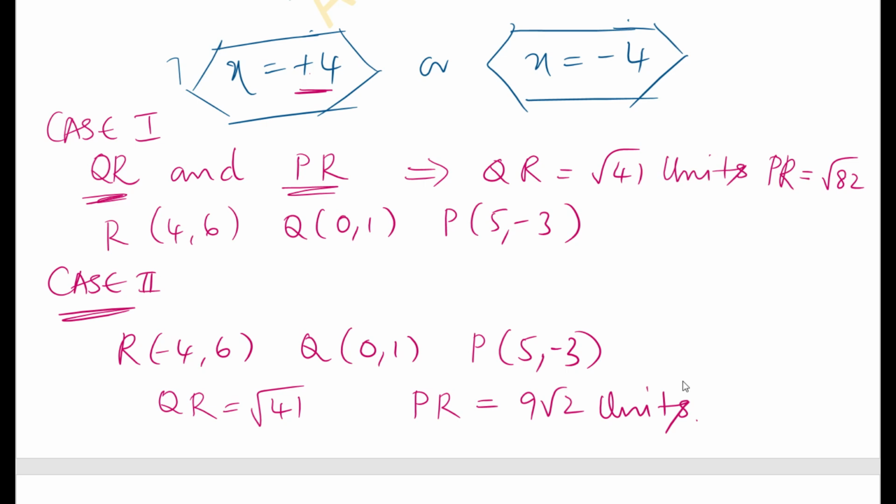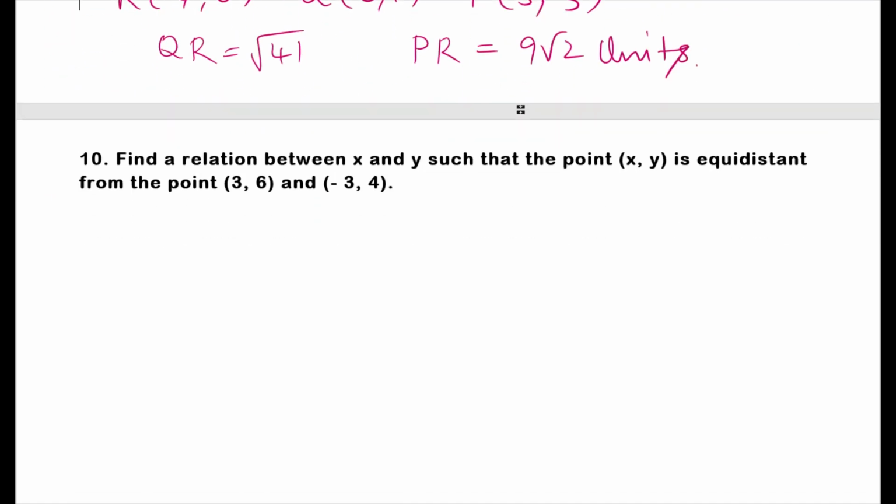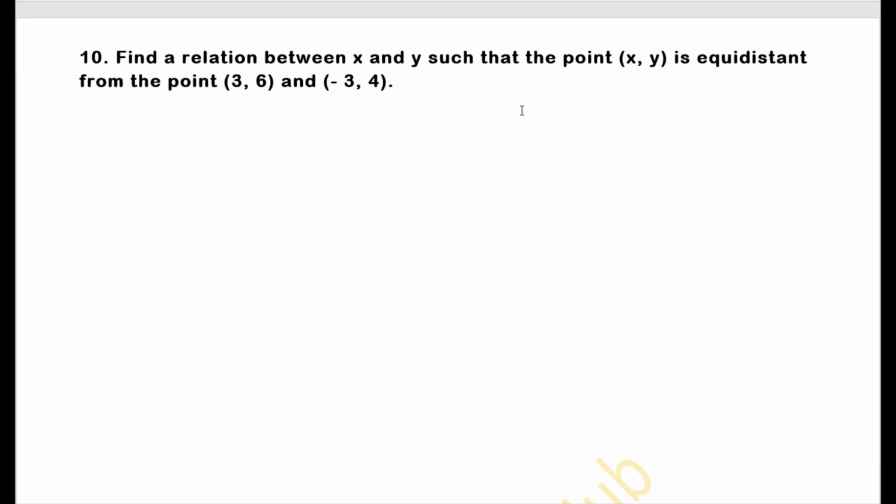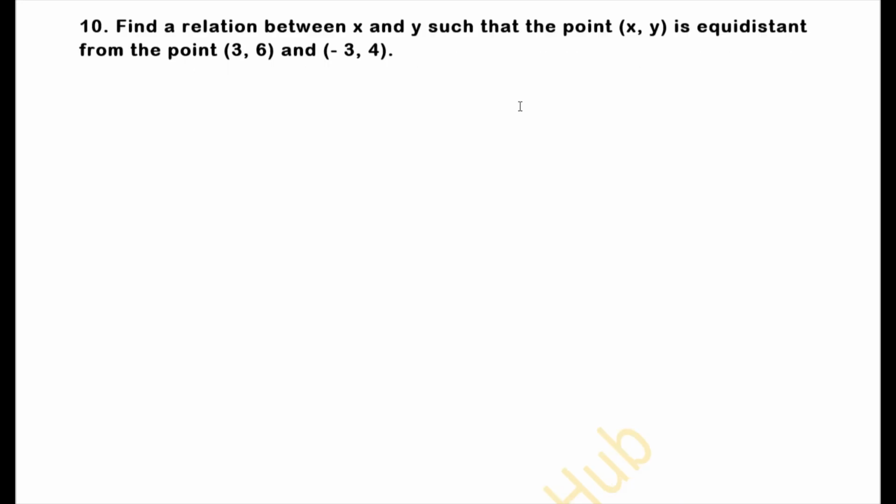Now moving to last question of the exercise, very important question for 3 marks, finding the relationship between x and y such that the point x, y is equidistant from the point 3, 6 and minus 3, 4. Very simple question but definite 3-mark question for your exam.